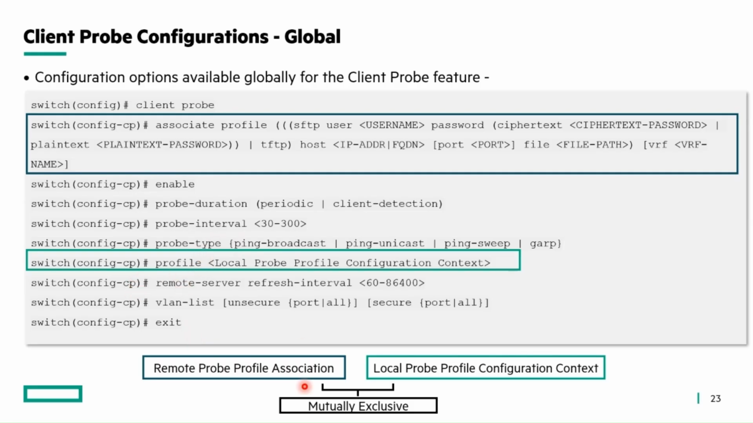For the local probe profile configurations, it is a profile configuration context under which you will have those VLAN or the source and destination IP configuration options available. Next comes the remote server refresh interval, the frequency at which you wanted to download or get the latest probe profile from the remote server. Next is the VLAN list filter, where we have options of unsecure with port and all sub options. This is the overall global configuration available as part of this client probe profile.